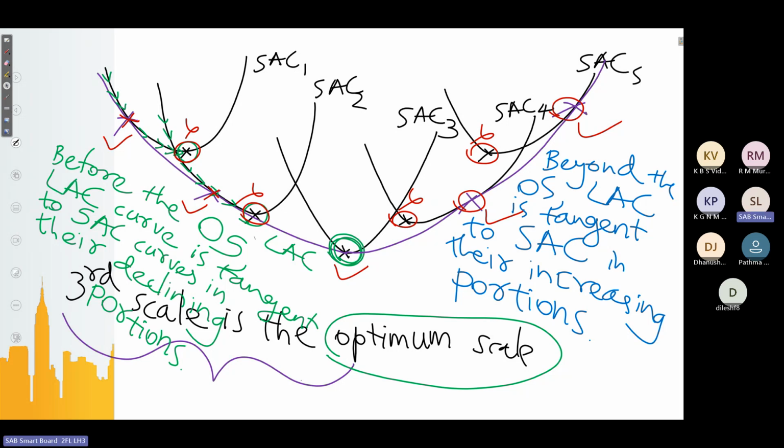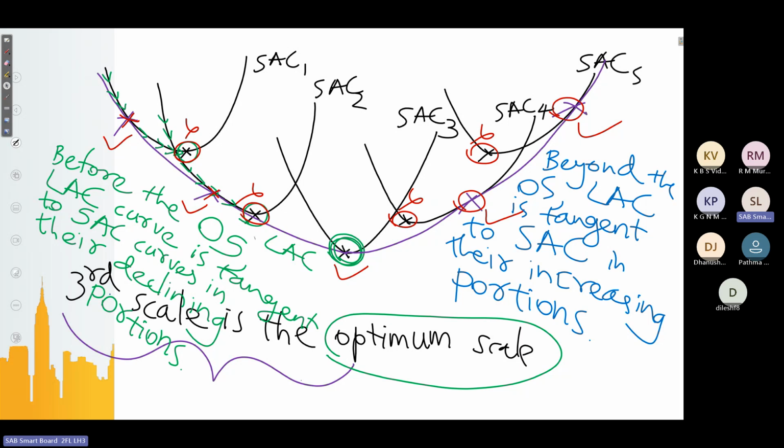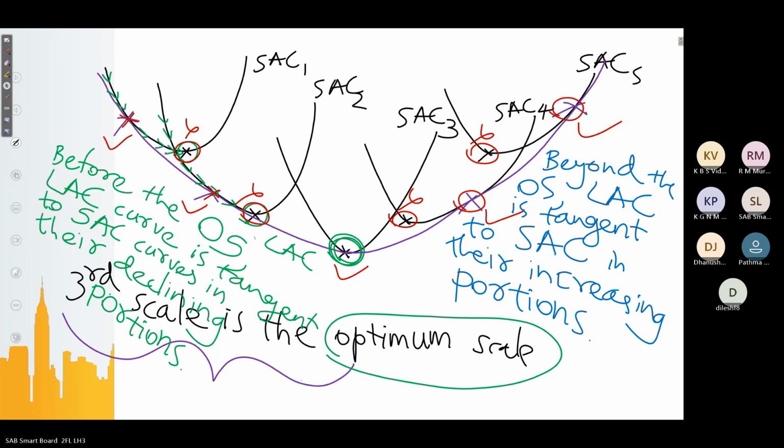So when the long run average cost curve is declining, we call it economies of scale. So where do economies of scale exist here? Economies of scale exist over this range up to the optimum scale.